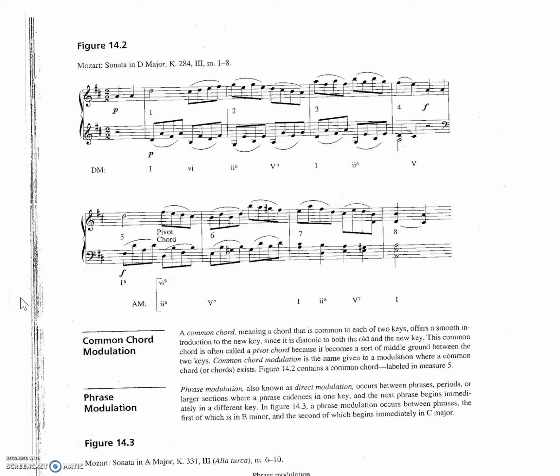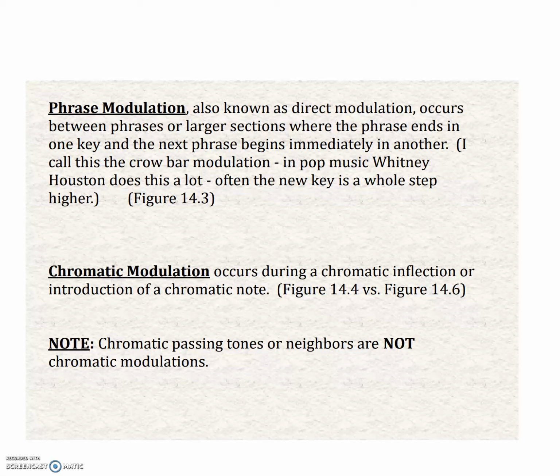Now, when I say functions, what I mean is, does it exist in that key? If there should be a G sharp in that key, it doesn't exist in that key. And then we're not talking about a common chord modulation with a pivot chord. So there are other ways that we can modulate as well.